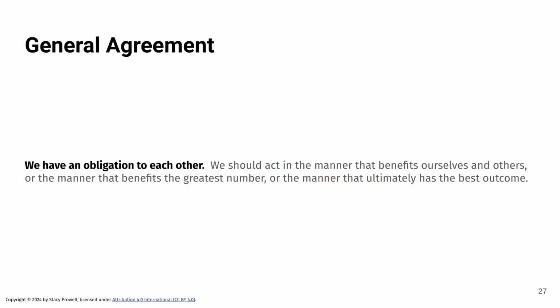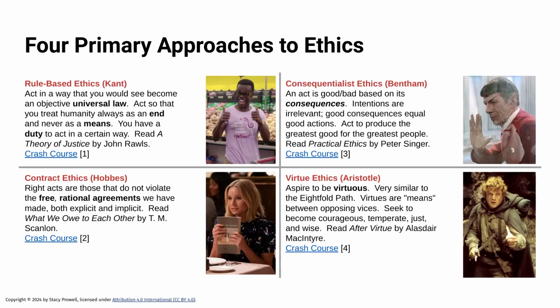We have a general agreement from all four of these, believe it or not, and that is that you have some kind of an obligation to each other, right? So up at the top with Kant, you definitely do, right? Treat people as an end and never a means. Contract ethics, we have these implicit and explicit agreements of things that we owe to each other.